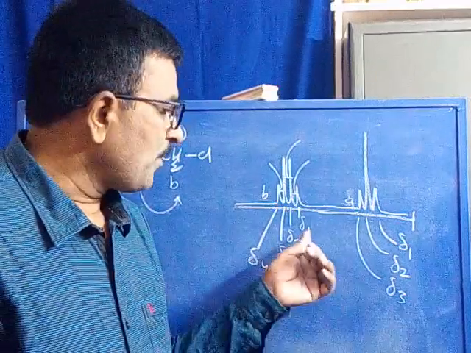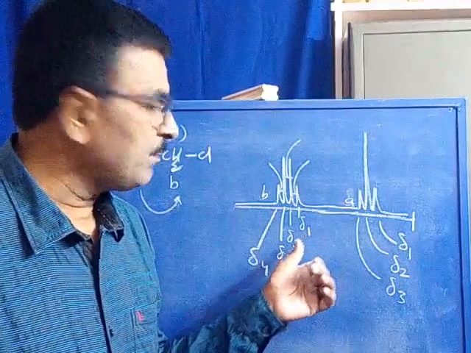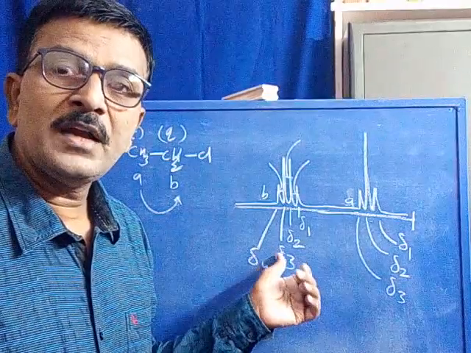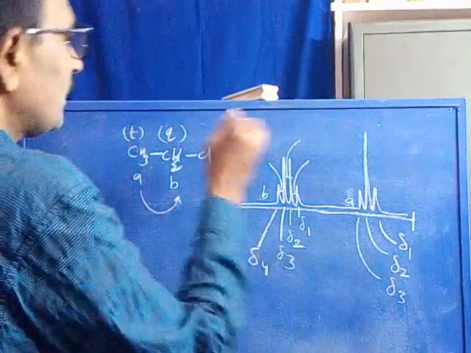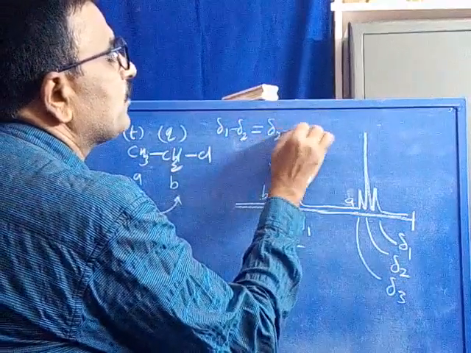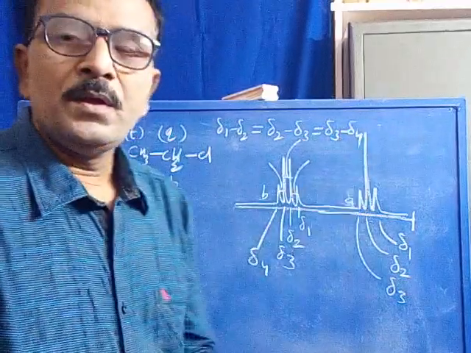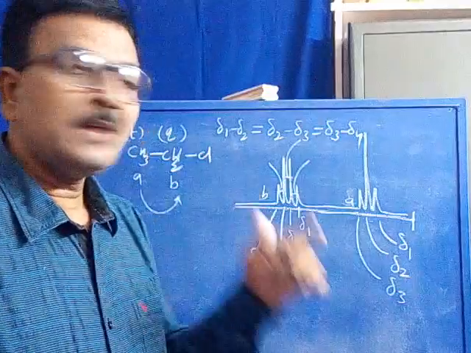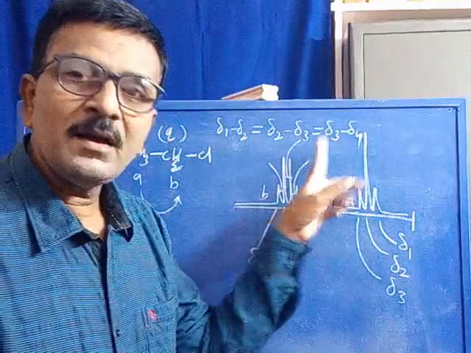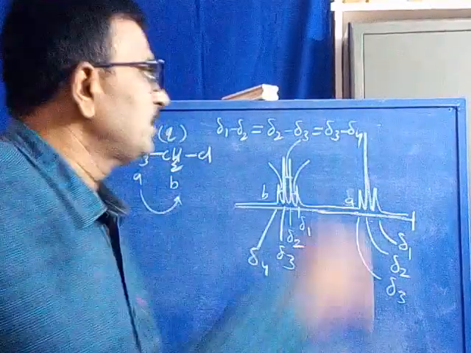That means delta 1 minus delta 2 is equal to delta 2 minus delta 3, which is equal to delta 3 minus delta 4. You can take the frequency difference either between the first two lines, or the second and third line, or the third and fourth line. You will find the same value. It is constant.